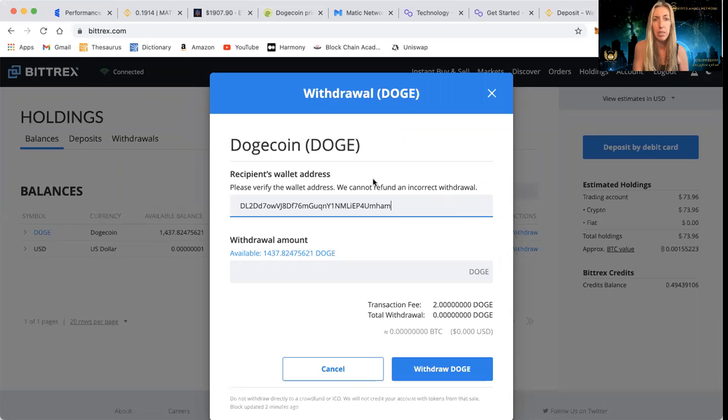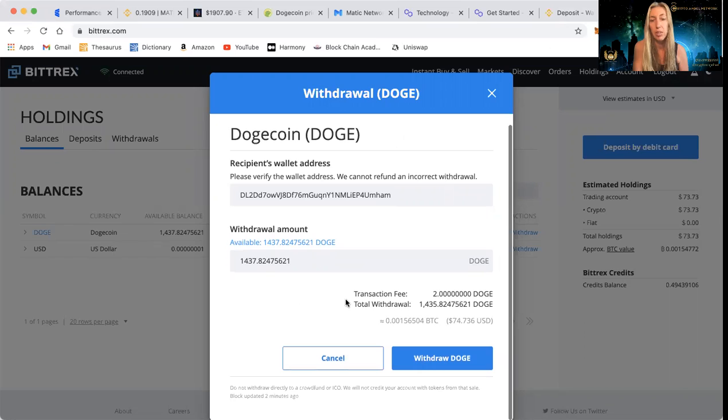Recipient wallet, yes, because Binance is going to receive it. And here's the available amount. So I'm going to click on this. Boom, there it is. There's the available amount of Doge because I want to do all of it. I'm upside down here about $25, but that's okay. I'm all right with that. And then it says, do not withdraw directly to a crowdfund or ICO. I'm absolutely not going to do that. We will not credit your account with tokens from that sale. Block updated 2 minutes ago.